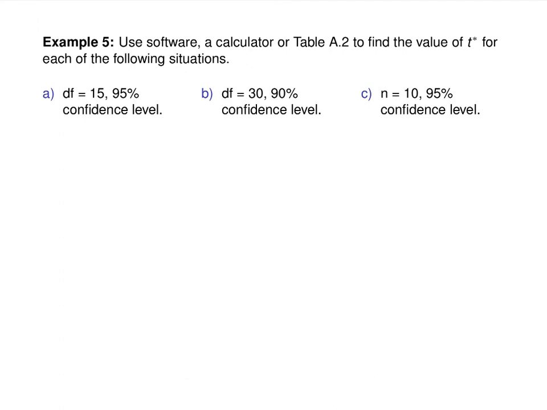So using software, a calculator, or table 8.2, which you can find with this lesson, we're going to find the value of t star for each of the following situations. So looking at that table, you see that the degrees of freedom run in the first column, and then across the top you have various common confidence levels. So if you want your degrees of freedom to be 15, notice that this means your sample size was 16, because the degrees of freedom in this case is one less than the sample size. You go over to 95% confidence and you see that the t-star multiplier is 2.13.